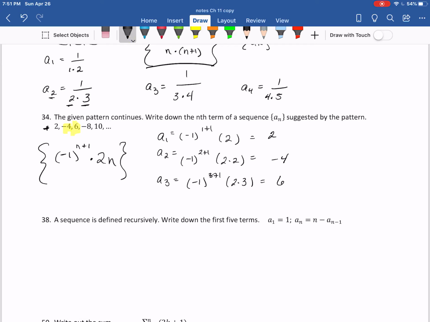So until you're consistent and you are confident that you have got the correct formula, you should keep going to check it. And once you're convinced, you can stop.